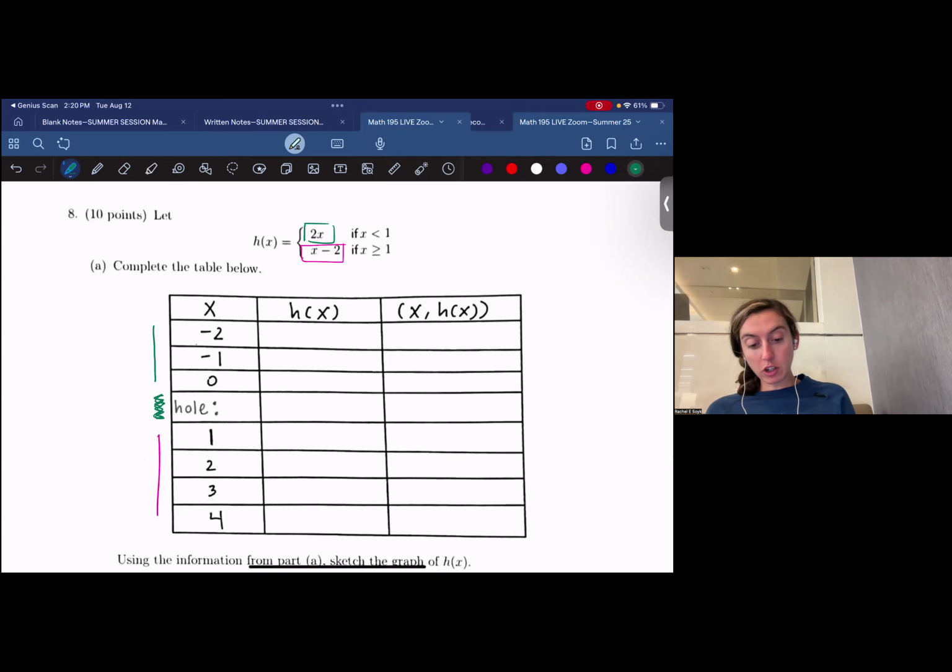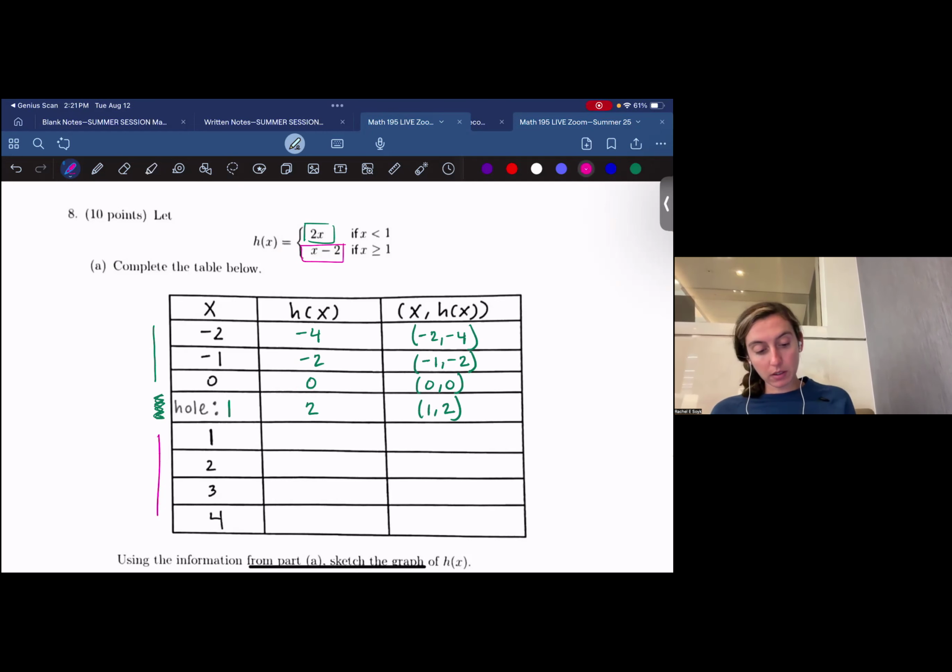So h of negative 2. Negative 2 times 2 is negative 4. So our coordinate point here is negative 2, negative 4. 2 times negative 1 is negative 2. So our coordinate here is negative 1, negative 2. 0, 2 times 0 is 0. So our coordinate is 0, 0. And then we have an open circle at 2 times 1, which is 2. So at 1, 2.